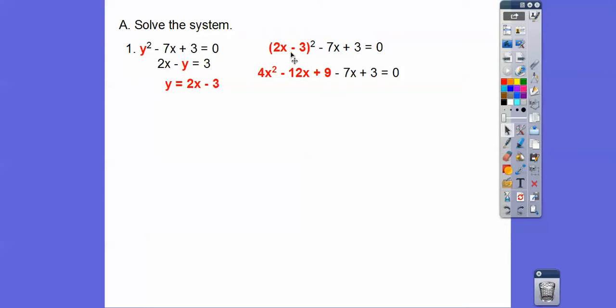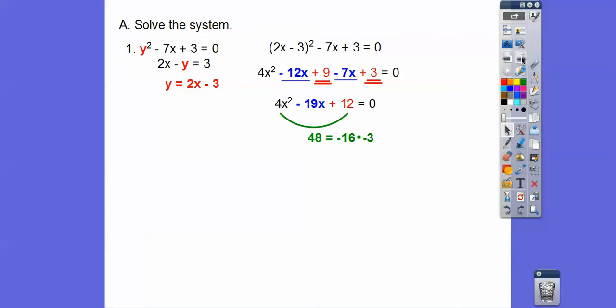Be careful, 2x minus 3 times 2x minus 3. FOIL it out, it gets us that right there. Then we're going to combine like terms, and then we're going to go ahead and factor this. Now, if you're good at guessing and checking, fantastic. I call it smiley face factoring.